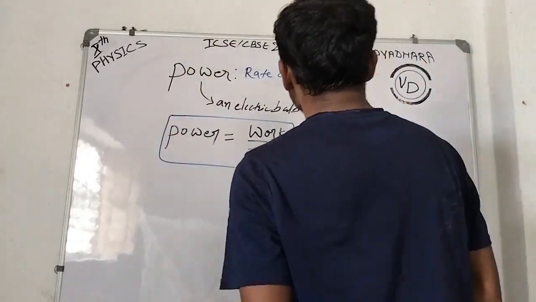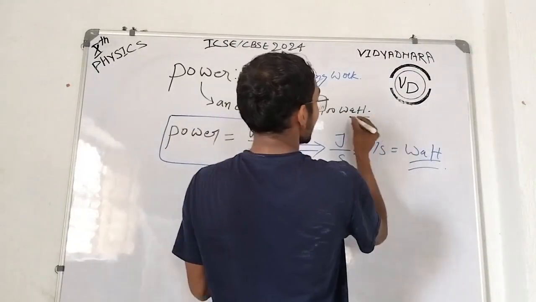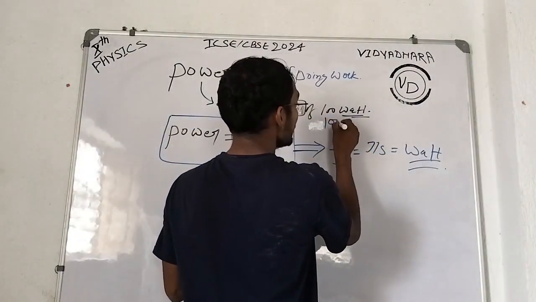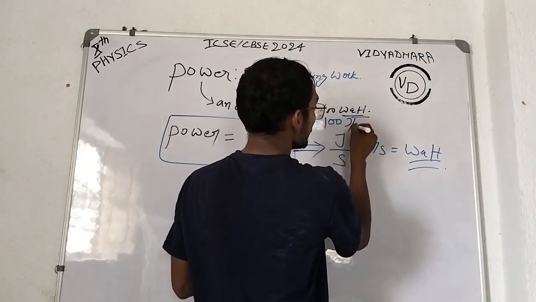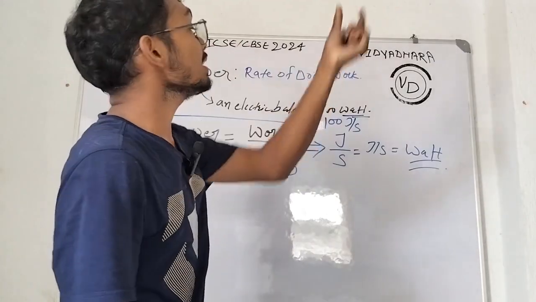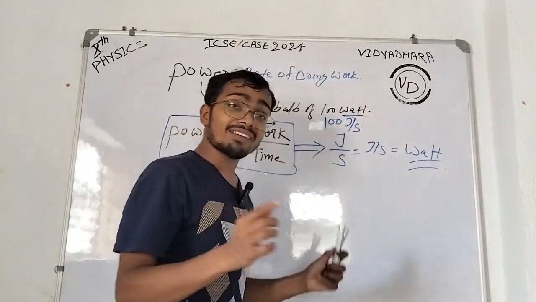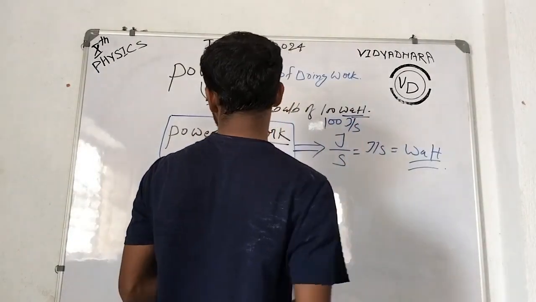Okay. Now I want to take another example. So what is joule per second? That means this electric bulb which is glowing liberates 100 joules of energy per second.